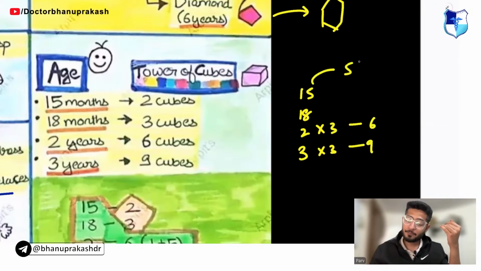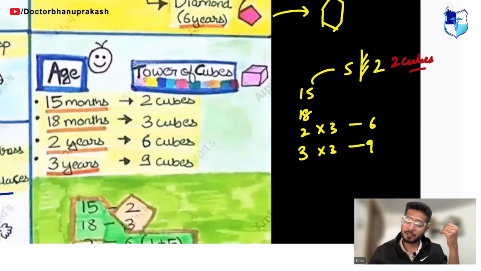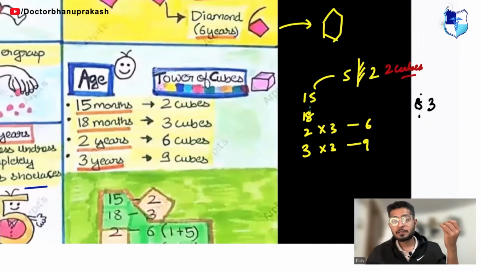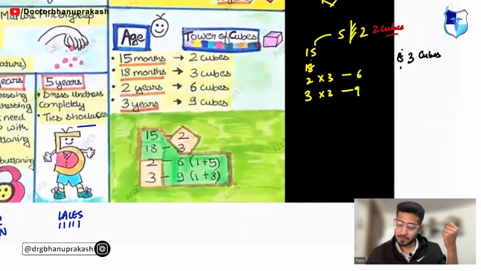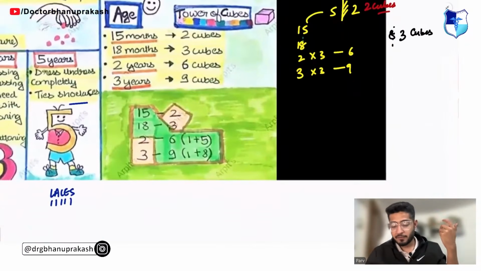Coming on to 15 and 18. So 5 is mirror image for 2. So you will have 2 cubes at the age of 15 months. And if you want to learn for 18, just cut this 8. So this is 8, cut this 8, it becomes 3. So the answer is going to be 3 cubes. Okay, so this is how you can remember very, very easily.